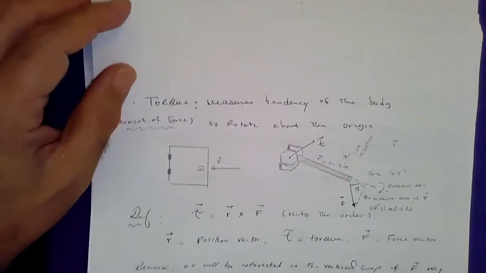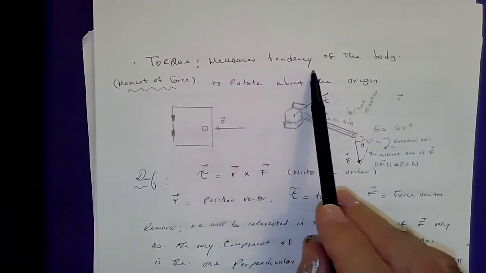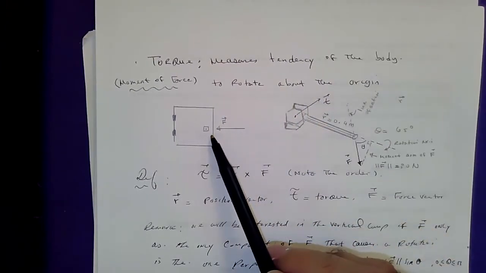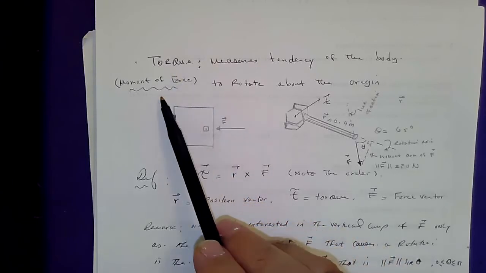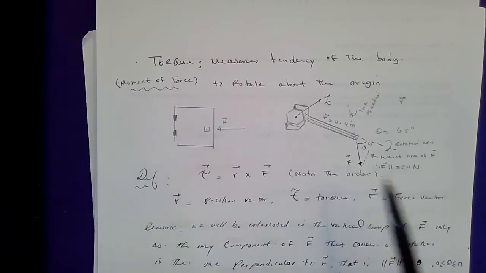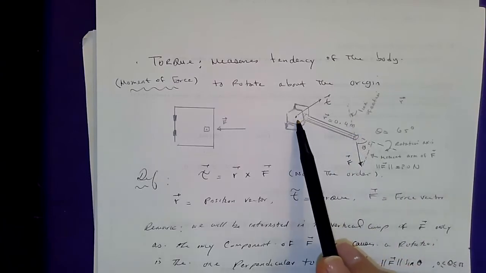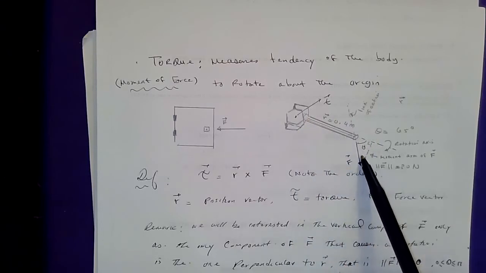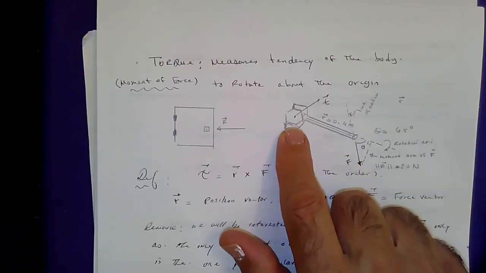The next application is about torque. What is torque? Torque is the measure of the tendency of a body to rotate about the origin, just like when you push a door and you open the door. Incidentally, torque is also known as moment of force. A typical example is loosening up a bolt. When you take a wrench, you apply a force somewhere on the arm of the wrench, and you try to create a rotation in order to loosen up the bolt.